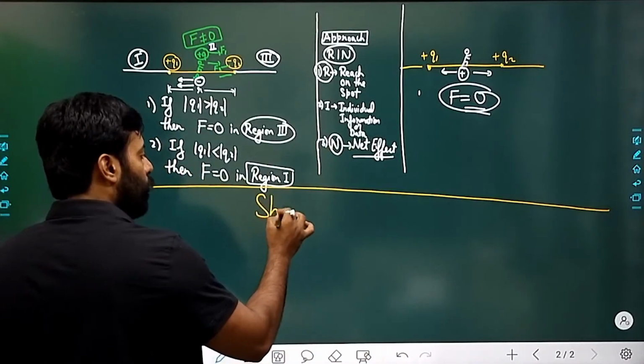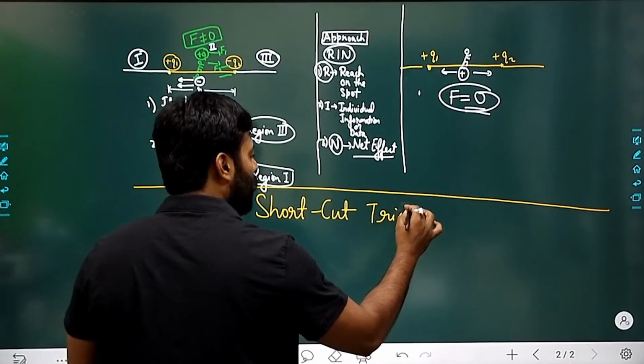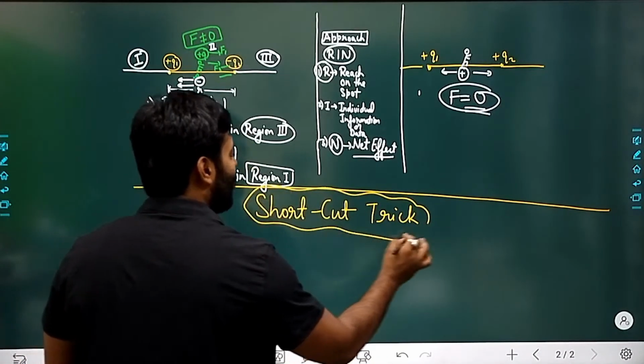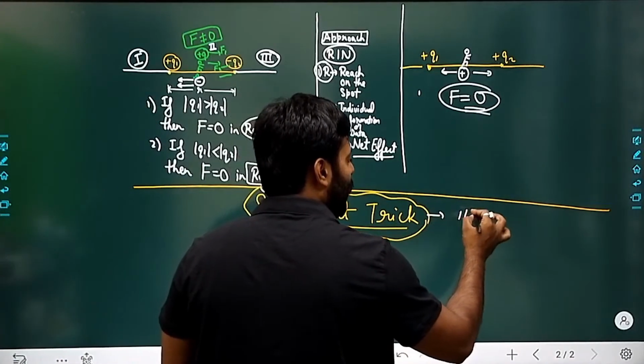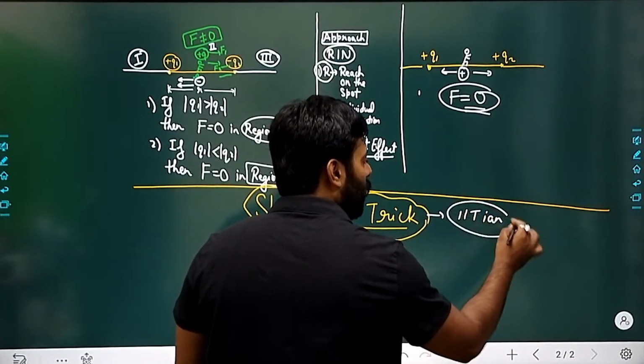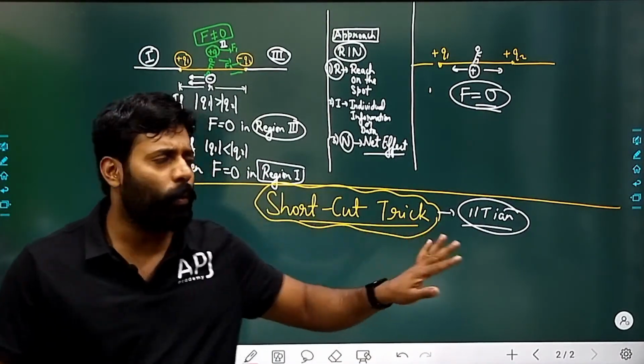Shortcut trick to find out. IITN trick. भाई IITN trick लगानी है और काम कर लेना है ना. You have to apply the IITN trick and you will get the answer.